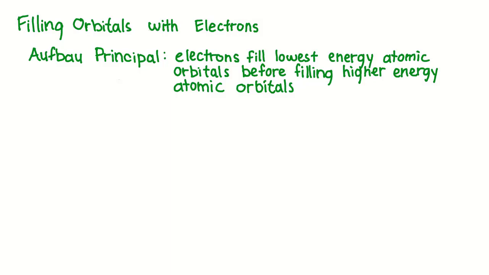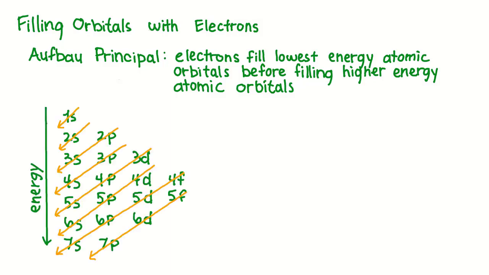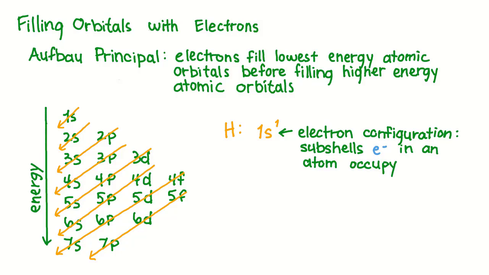Electrons fill orbitals in order of increasing energy, according to the Aufbau principle. The order that orbitals are filled is summarized by this diagram. So hydrogen's single electron will be in the lowest energy orbital, which is the 1s orbital. We can indicate that there's 1 electron in the 1s orbital using a superscript. This gives us the electron configuration for hydrogen, which tells us which subshells the electrons in an atom are occupying.